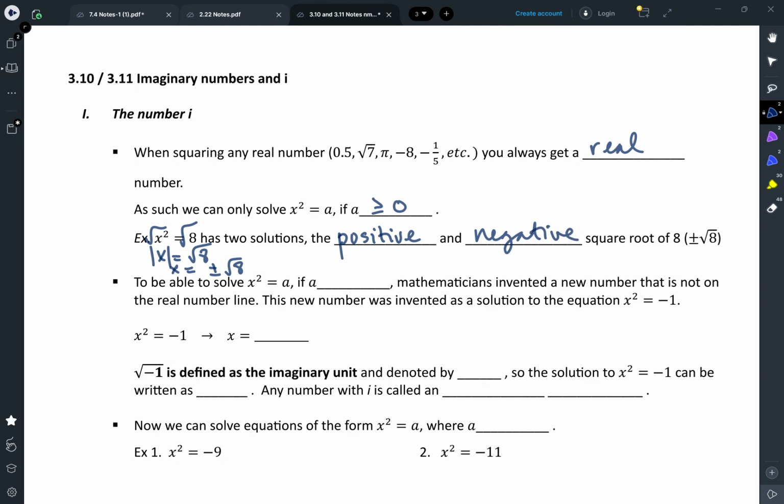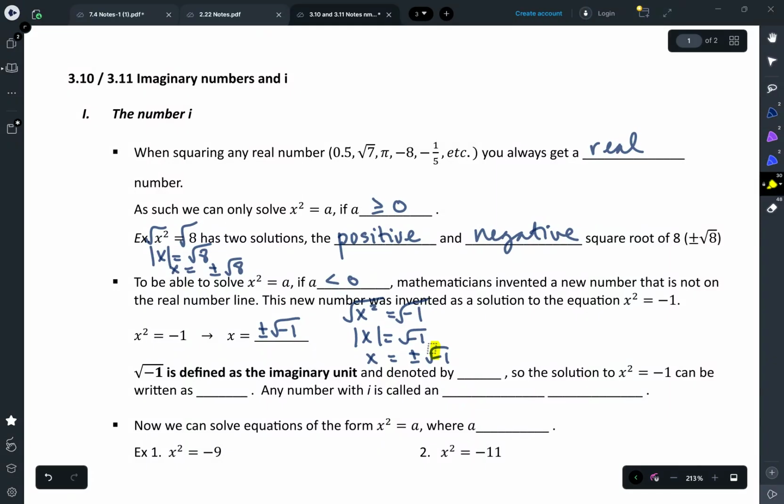To solve x squared equals a, if a is less than 0, mathematicians invented a new number that's not on the number line. The new number was invented as a solution to x squared equals negative 1. So if I have x squared equal to negative 1, I'm going to solve it over here where I have space. I take a square root on both sides. The square root of x squared is going to be the absolute value of x, and this is the square root of negative 1. So x would equal plus or minus the square root of negative 1. And they decided to name the square root of negative 1, that whole thing, i. So this would equal plus or minus i.